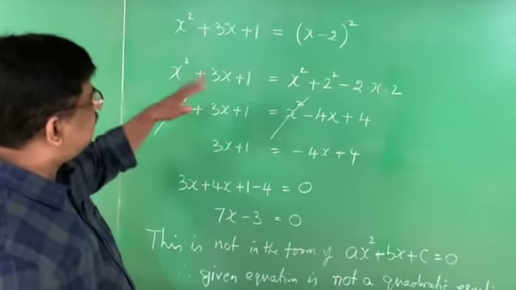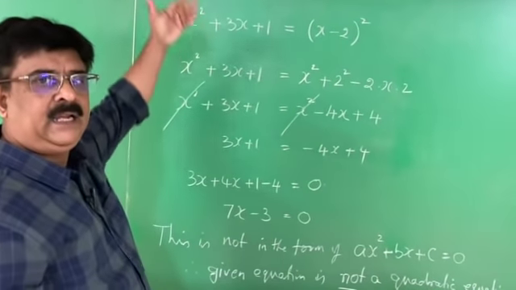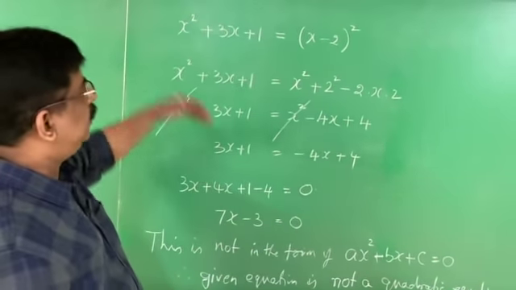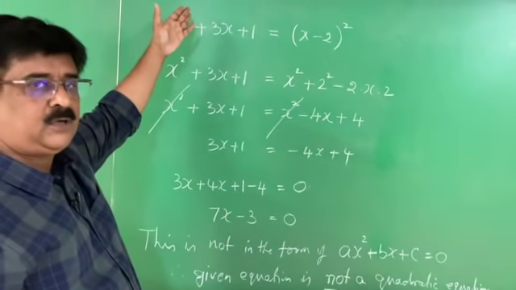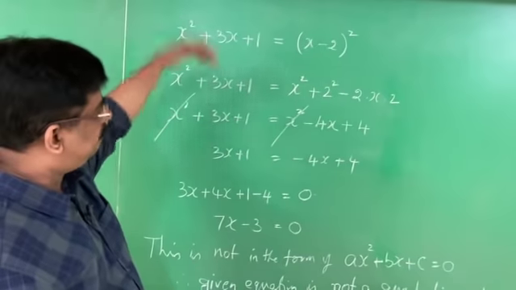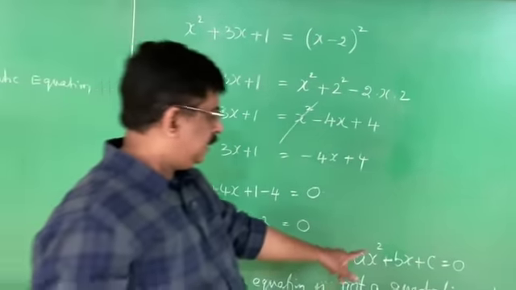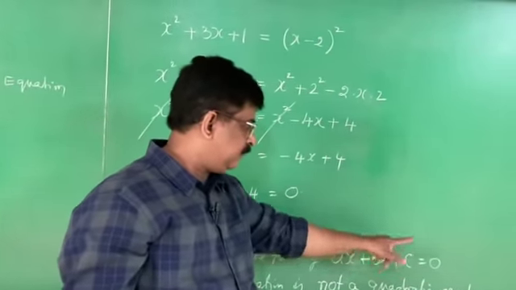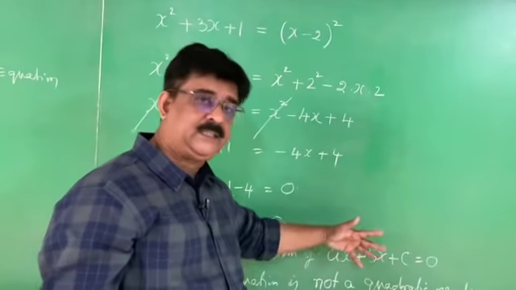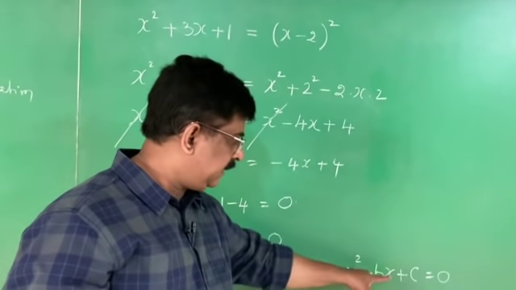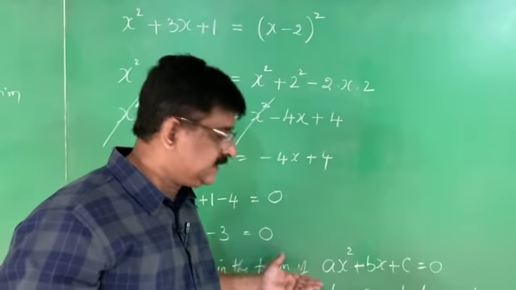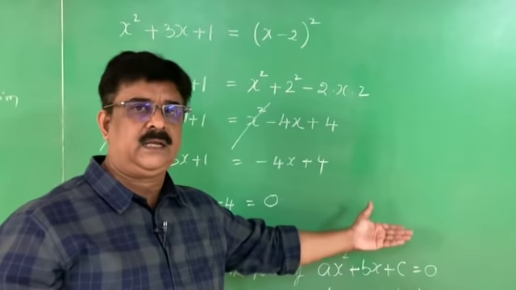By simply seeing the equation, you can't say whether it is a quadratic equation or not. You have to simplify. By seeing this, you can't say that as x square is there, it is a quadratic. No, it is not like that. You have to completely simplify and keep it in the form of ax square plus bx plus c is equal to 0. Then only we can give a judgment that it is a quadratic equation or not. This ax square plus bx plus c is equal to 0 is the standard form of a quadratic equation.